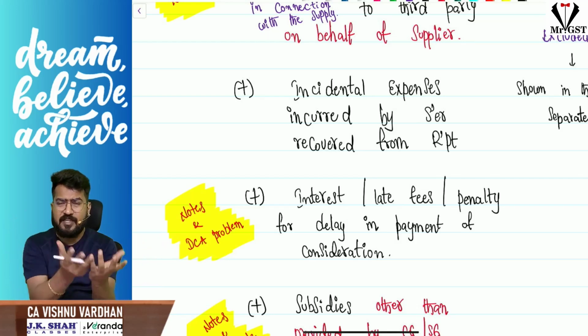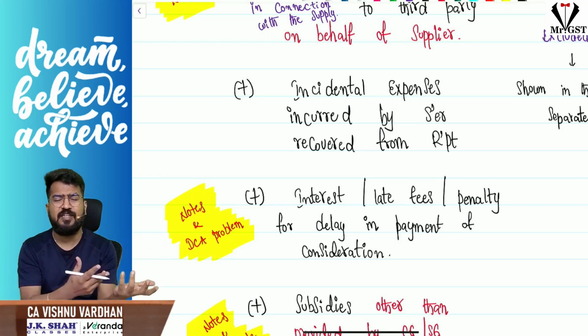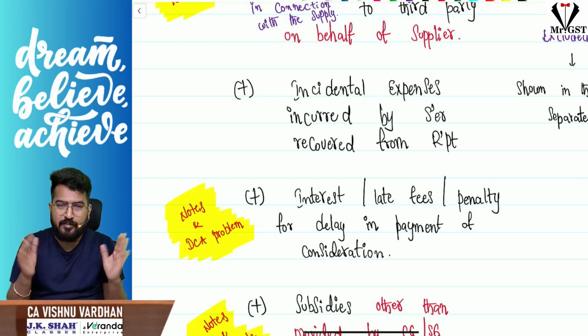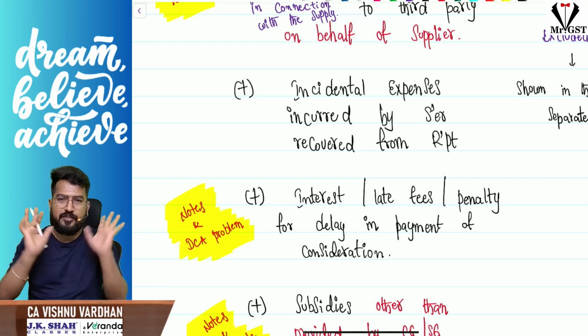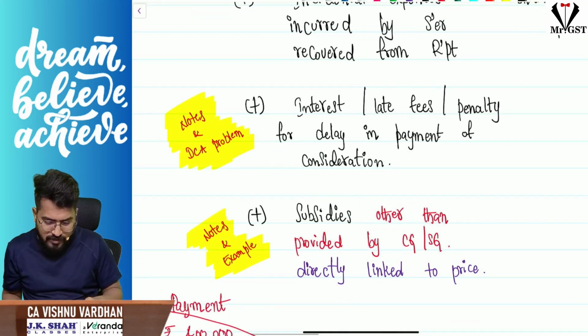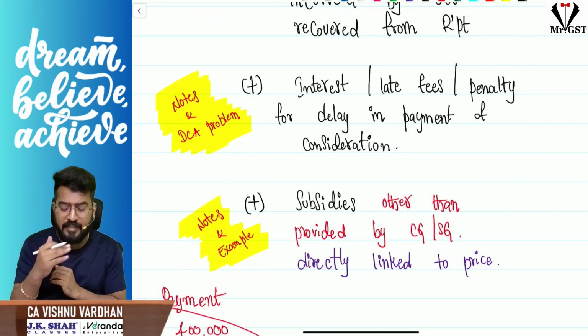Okay, that means let us assume packing charges, transportation charges, weighing charges, whatever it is incurred by the supplier, recovered from the recipient, then it will be added to the value of supply. That is the concept. Okay, fine. Next, interest, late fee, penalty for delay in payment of consideration.